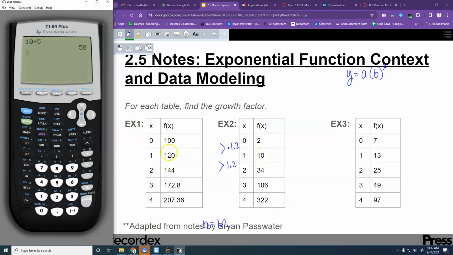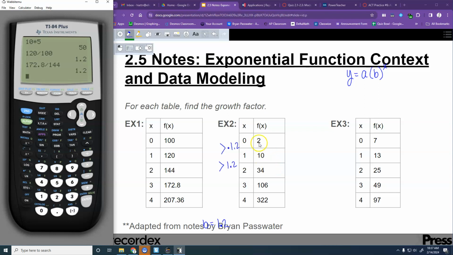On number 1, let's say you didn't really come up with the 1.2 very well. You could have done 120 divided by 100, and that would have given you the 1.2. Or any of the terms. You could do 172.8 divided by 144, and that would give you 1.2. If you take any term on number 1 and divide it by the term before, it's going to give you 1.2 because that's what you're multiplying by. But that is not happening here, right?